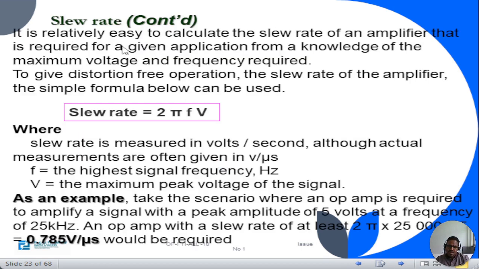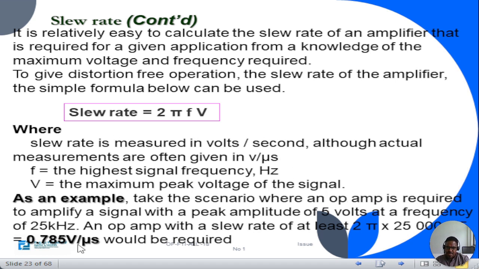So how do we measure it, or what is the equation of slew rate? It is relatively easy to calculate the slew rate of an amplifier required for a given application from a knowledge of the maximum voltage and frequency required. To give distortion-free operation, the simple formula below can be used. The slew rate is 2 pi multiplied by frequency, multiplied by V maximum. The slew rate is measured in volt per second, though actual measurements are often given in volt per microsecond or per millisecond. F is the highest signal frequency, V is the maximum peak voltage of the signal.